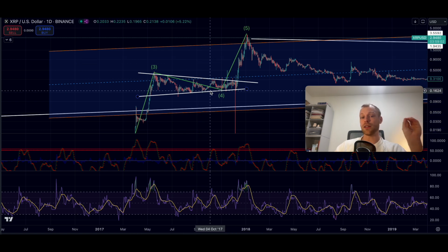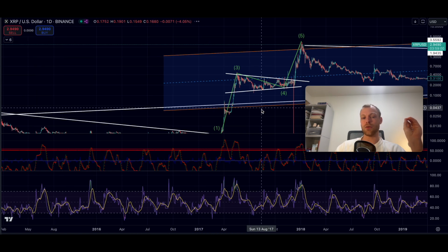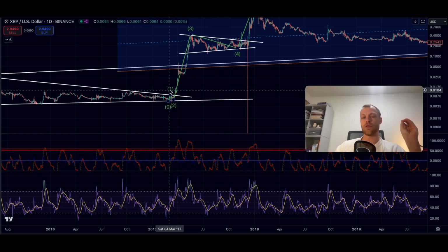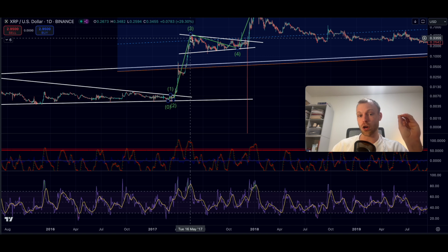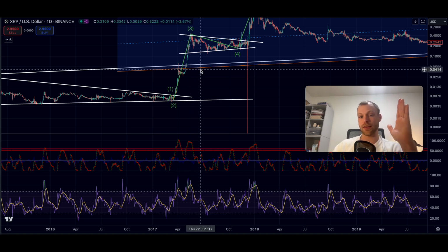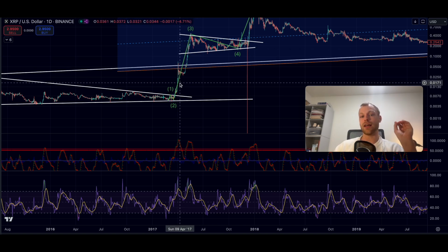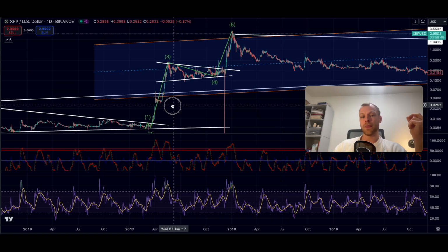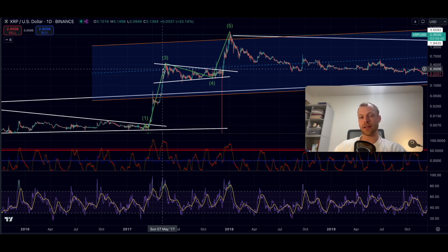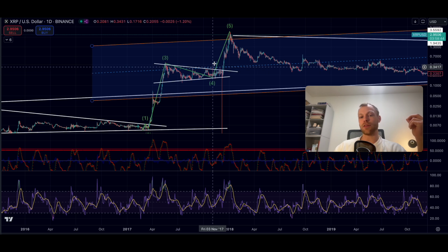But this definitely looks like a fourth wave structure. So if we then zoom out, it looks like we have a first wave, second wave correction, third wave, which is the longest in the direction of the trend, which we have seen right here, which is a very strong trend basically. That then we have most likely an extended 5.